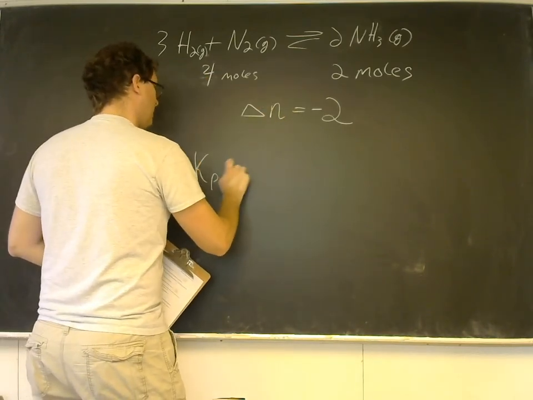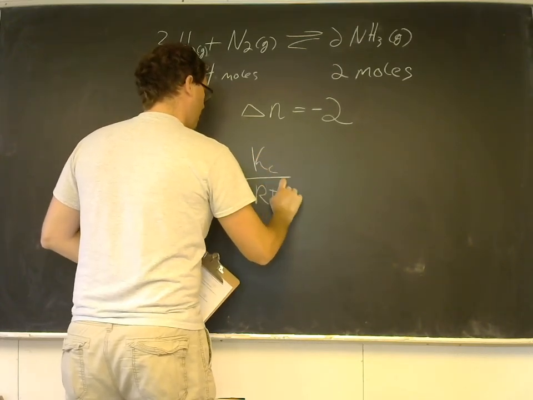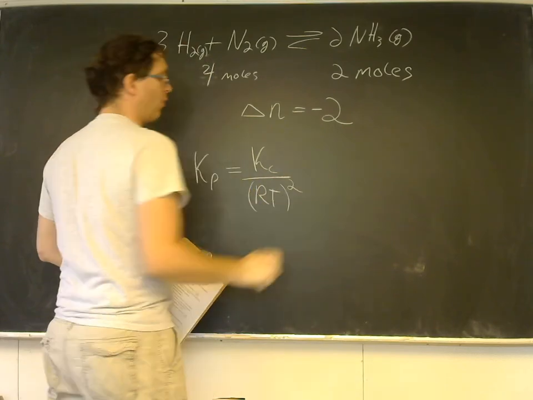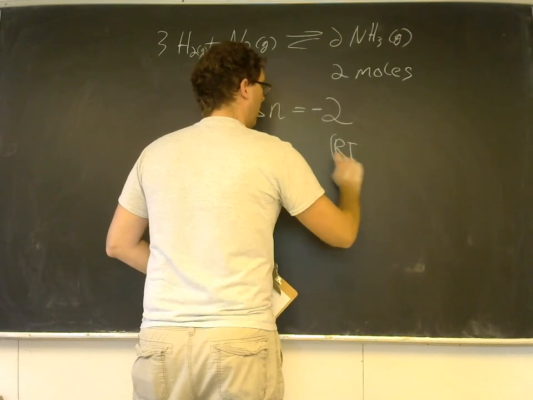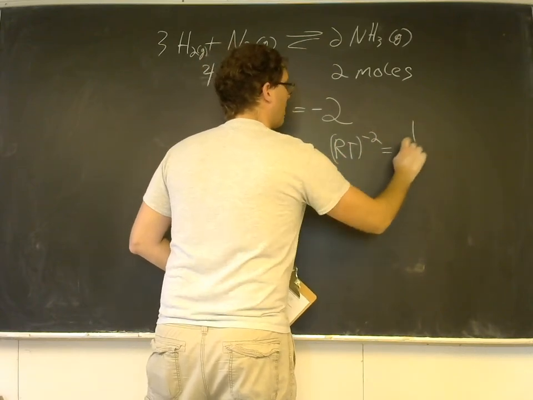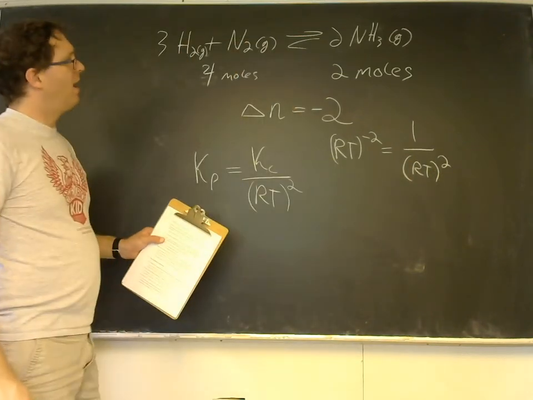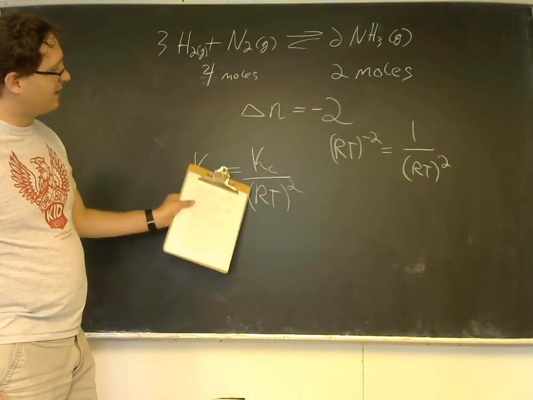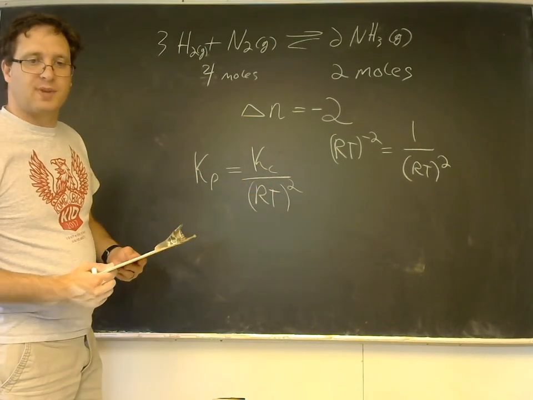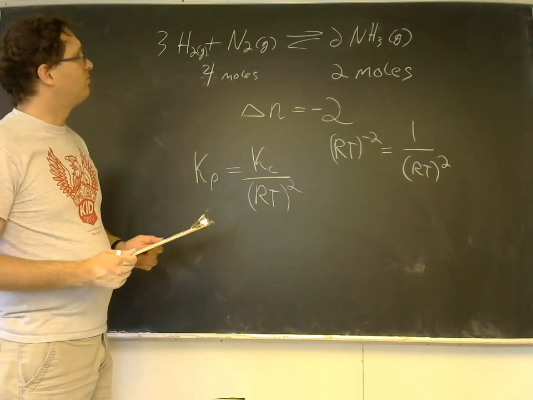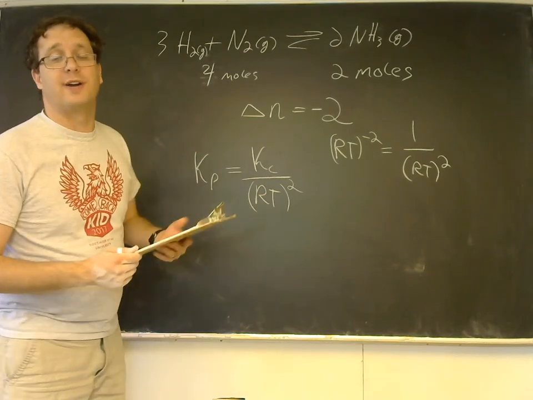Kp is equal to Kc over RT squared. Because RT raised to the power of -2 is equal to 1 over RT squared, right? So Kp is equal to Kc over RT squared, which makes this relationship temperature dependent. Definitely Kp and Kc are not equal to each other in this case.